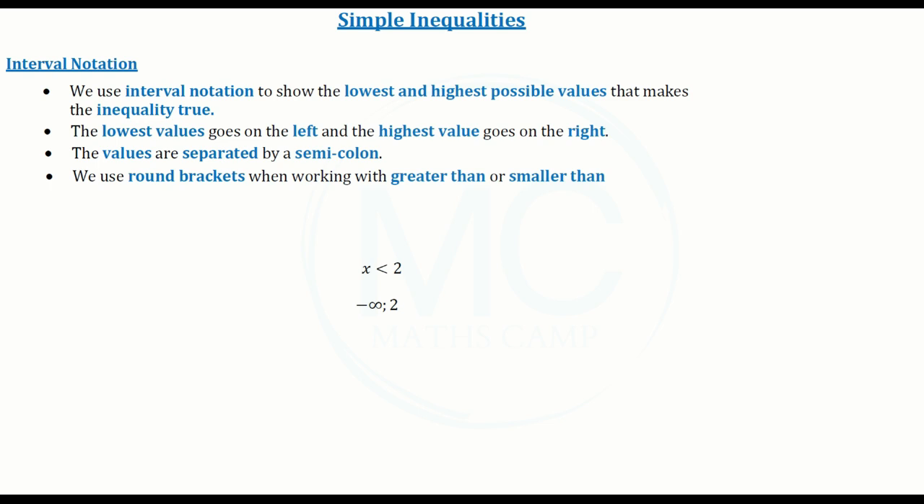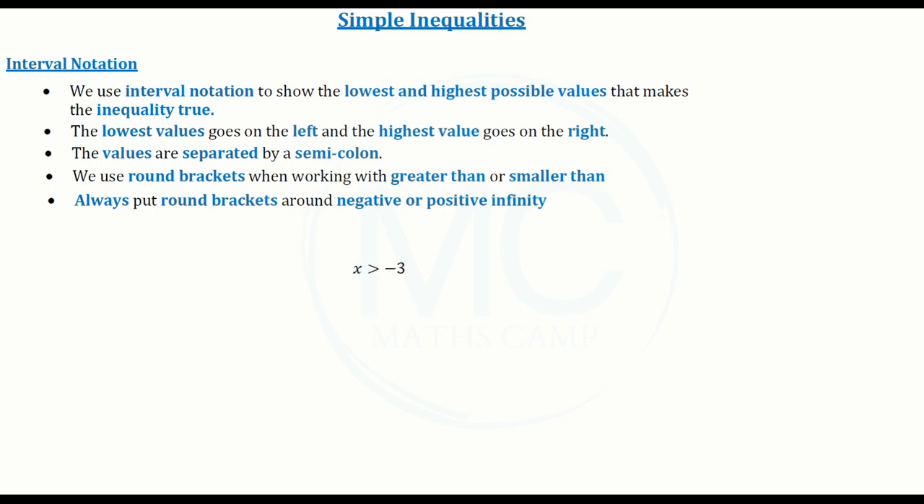Negative and positive infinity do not have actual values because positive and negative numbers go on forever. So we always put round brackets around negative and positive infinity. Now we can put a round bracket around negative infinity and a round bracket around 2.